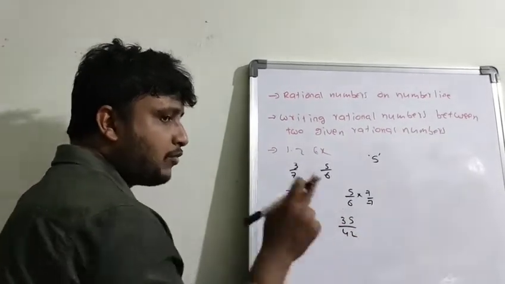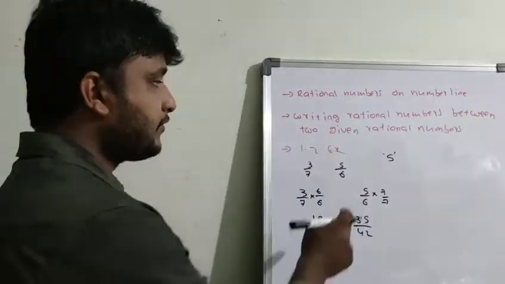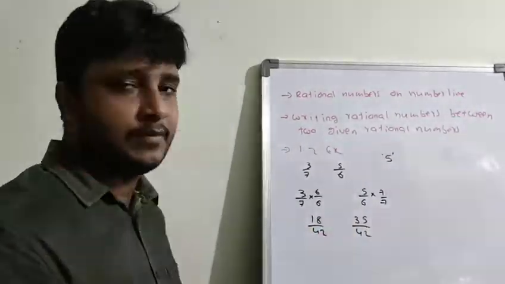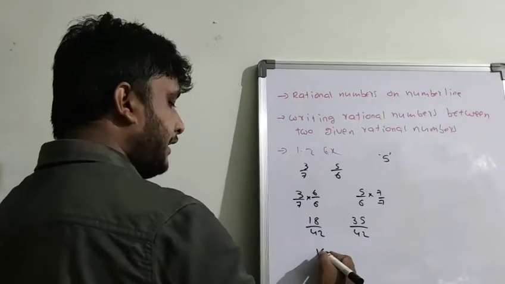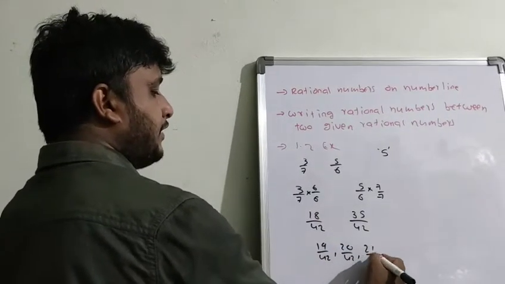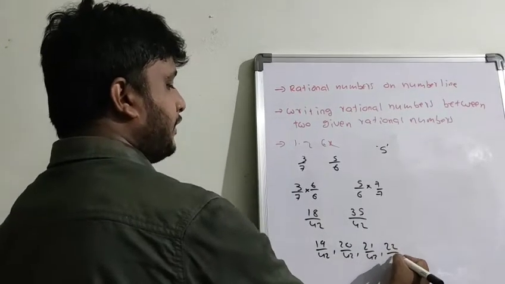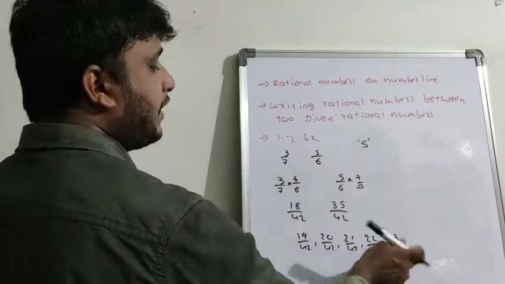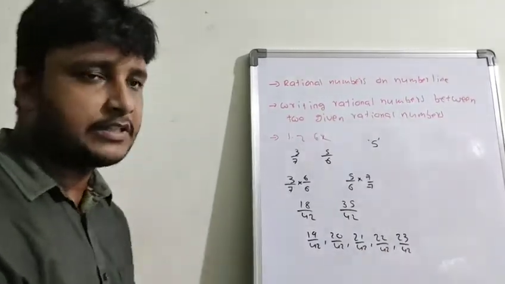So now first you have to make the same denominators. Afterwards, 5 numbers they are asking, 35 to 18. So from 18 to 35, so many numbers we have. So you can write 19 by 42, 20 by 42, 21 by 42, 22 by 42, 23 by 42. 1, 2, 3, 4, 5 rational numbers. You can write 10 rational numbers also.